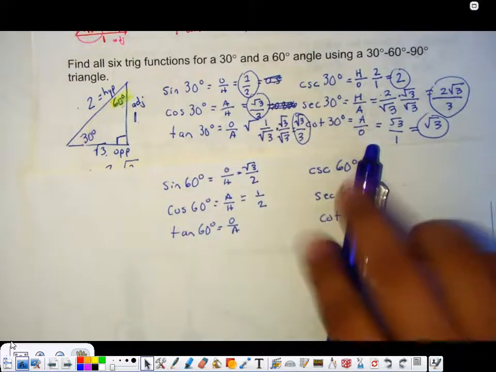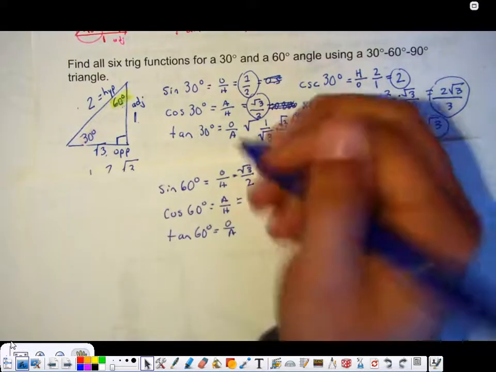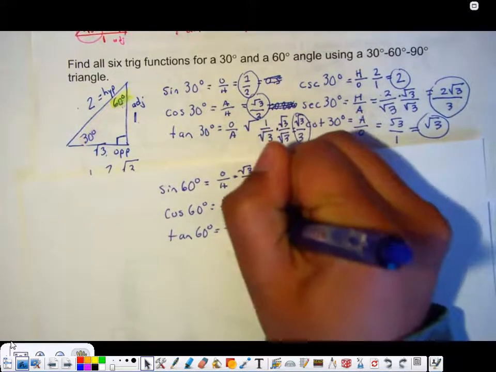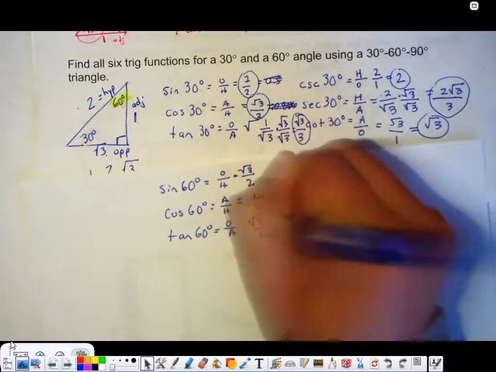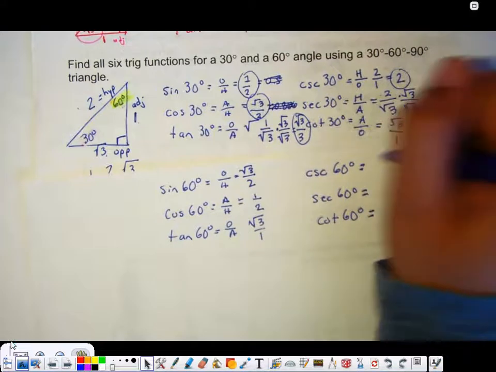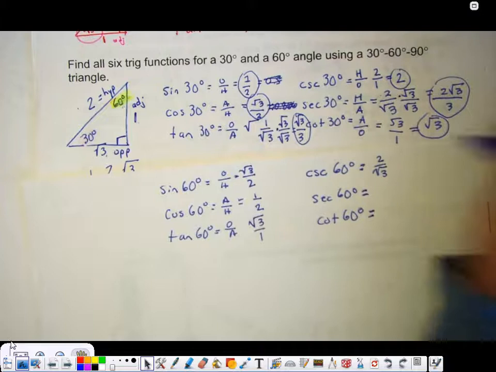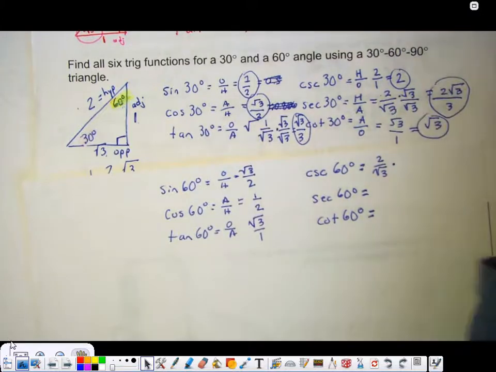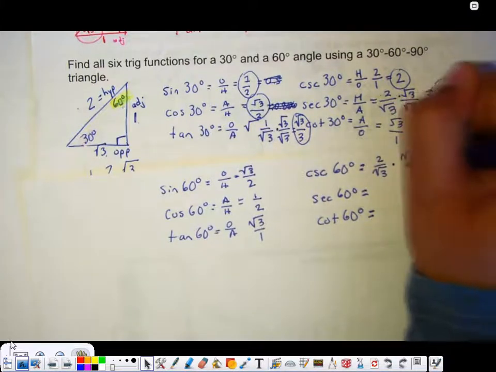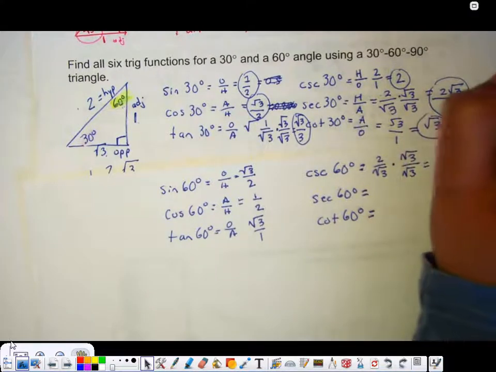So then for the tangent, it would just be square root of 3 over 1. And then for the cosecant, it would be 2 over square root of 3, but you have to rationalize it. So you would multiply it by square root of 3 over the square root of 3, and that would come out to be 2 square root of 3 over 3.